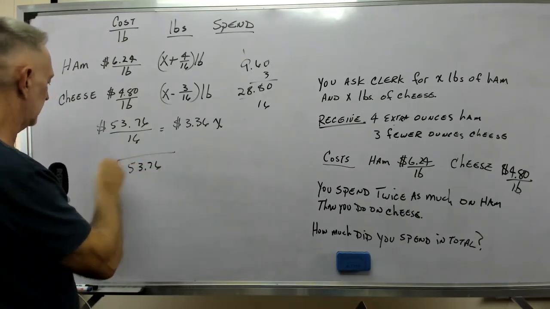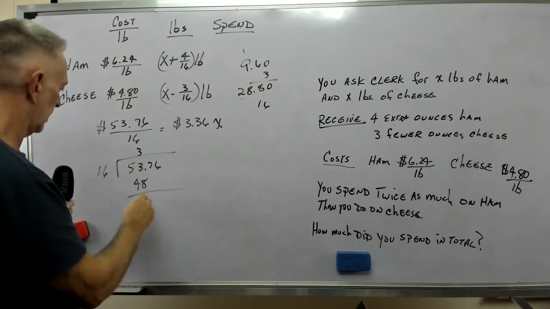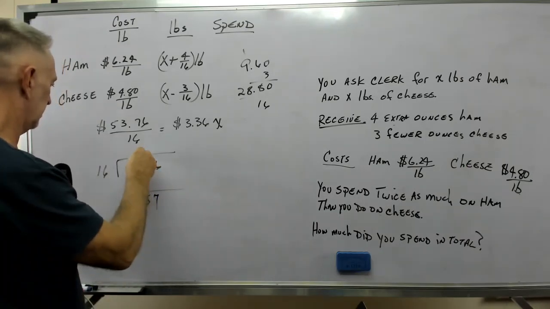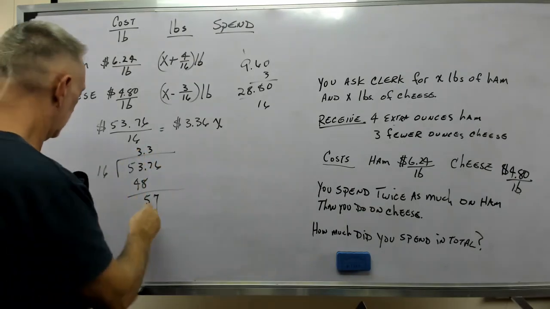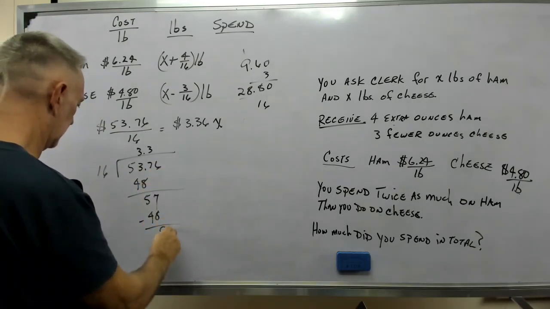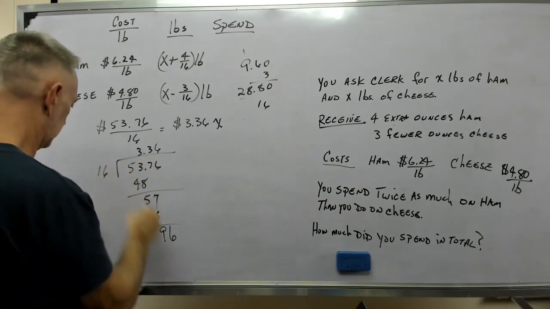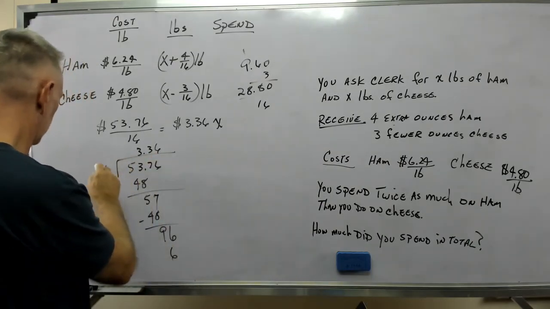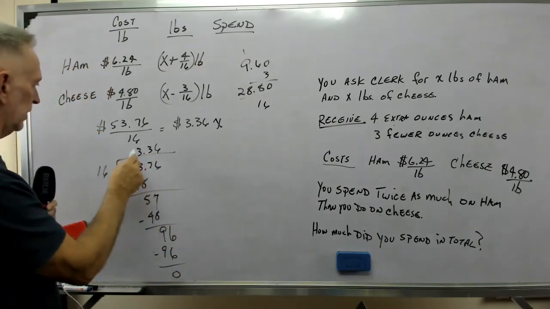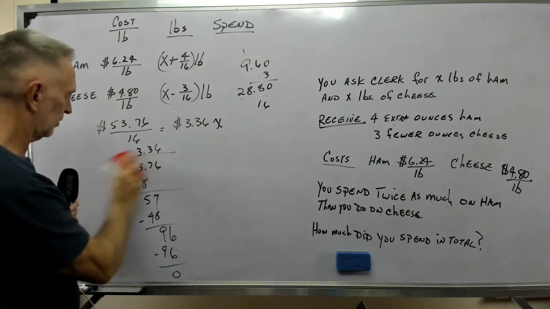Alright, so let's see what we have here. 53.76 divided by 16. 3 times, that'd be 48. That's 5. Bring down the 7. That's still going to be 3. 48. 9, 10, that's 9. Bring down the 6. 6 times 6, 36. 6 times 1 is 6, plus 3 is 9. Alright, so we ended up with 3.36 equals 3.36X. How cool is that?